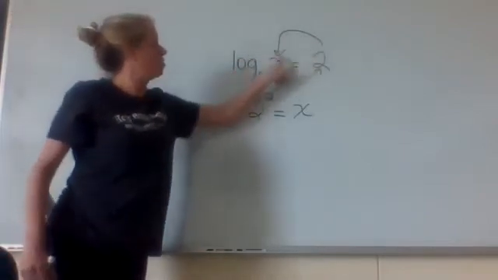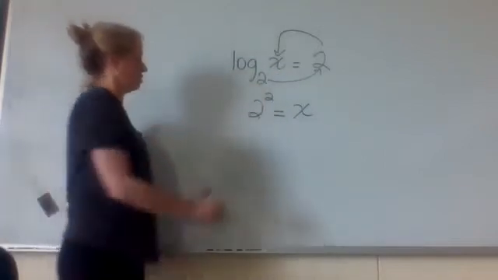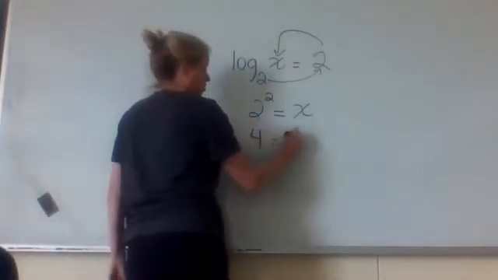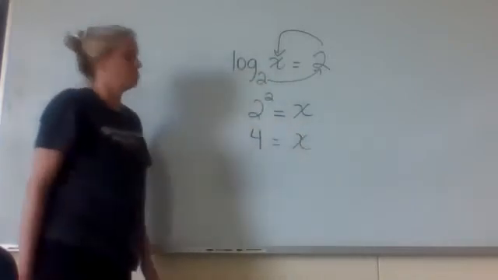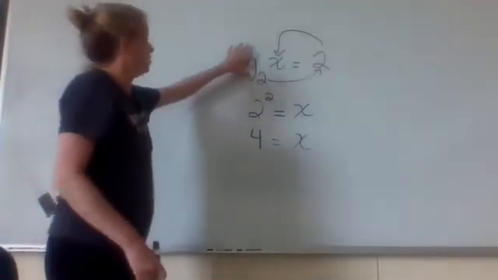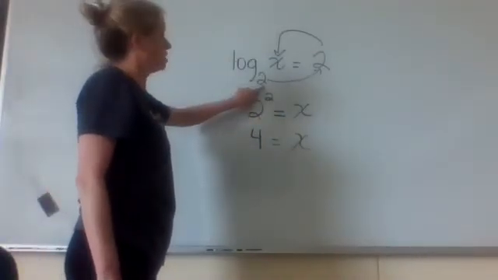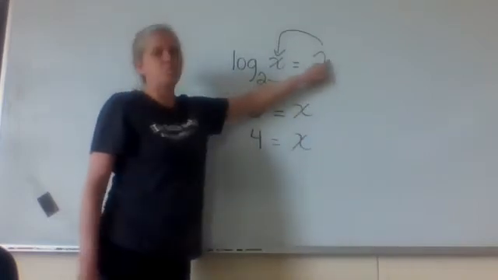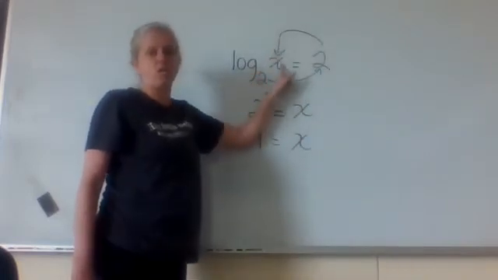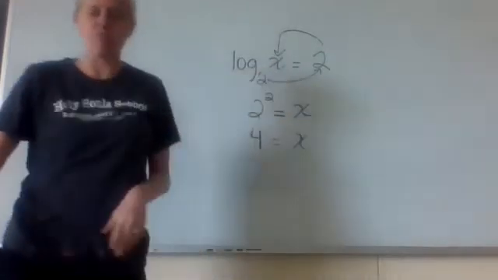2 to the second power equals x. Well, what is 2 to the second power? It's 4. So 4 is what x equals. So again, if you have just one log, raise whatever its base is to this power and put it equal to what is in this spot right here. And then solve it.